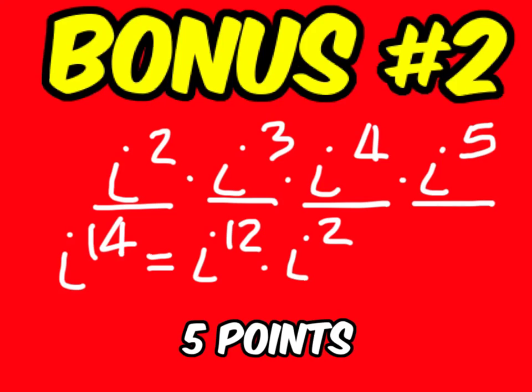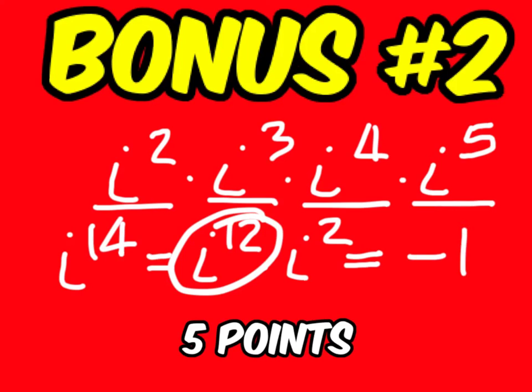You figured it out? You multiplied the 2, 3, 4, and 5. Alright, so if this one is 1, i squared is just negative 1.